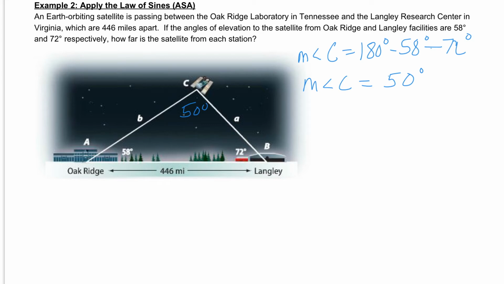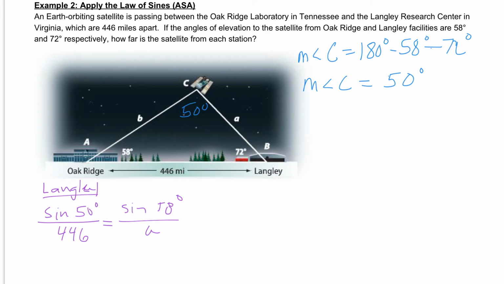And then from here, I'm going to go ahead and solve for each distance. So let's start with Langley. If I'm solving to find the distance from the satellite to Langley, I'm looking for little a. In order to find little a, I need another set of sine, so an angle and a side together, which is going to be C here. So I have the sine of 50 degrees over 446 equal to the sine of 58 degrees over little a. Remember, this is the side that I'm trying to find. It's across from the 58 degree angle. So I'm using these two and these two.